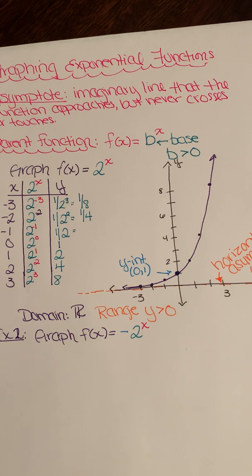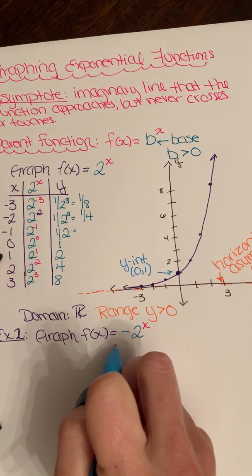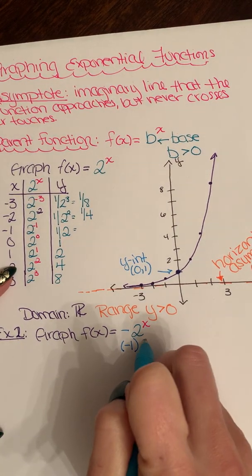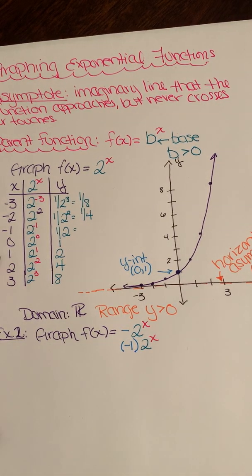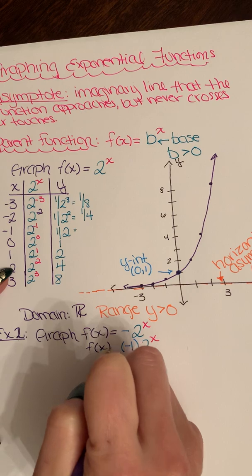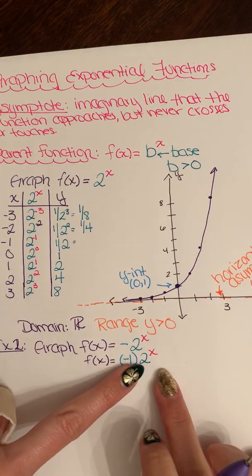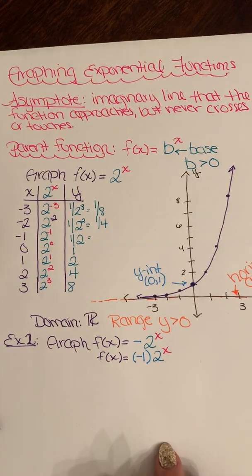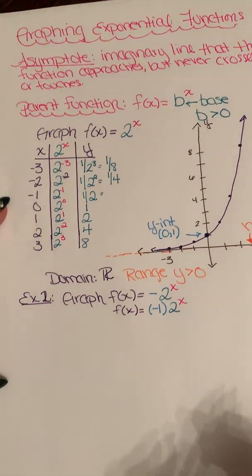Good. So what you should realize then is that this is the same thing as -1 times 2 to the x. Okay? So we're multiplying our parent function 2 to the x, right? 2 to the x. I'm multiplying my parent function by a -1. And let's see what that does to our graph.